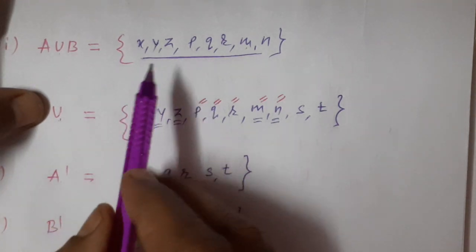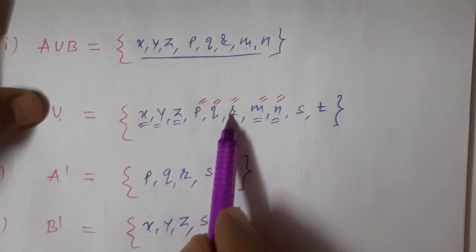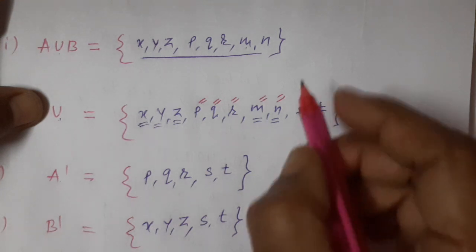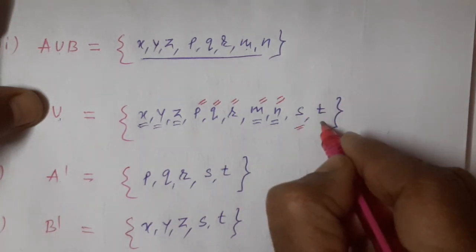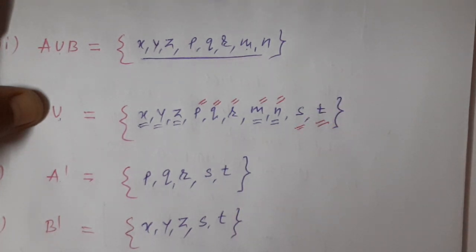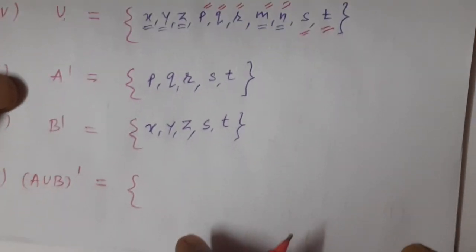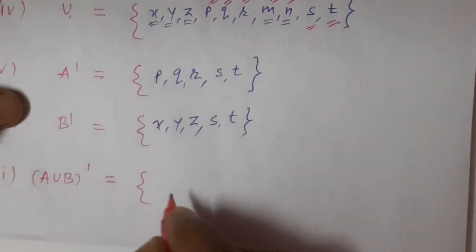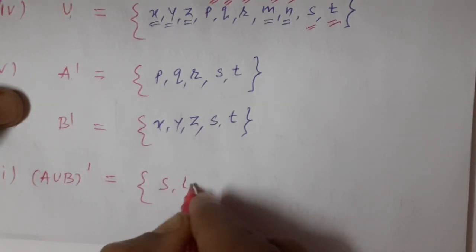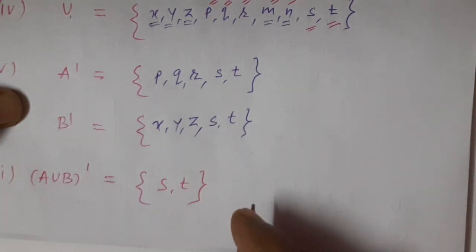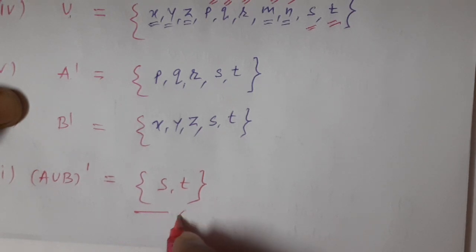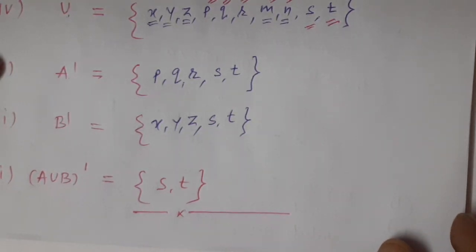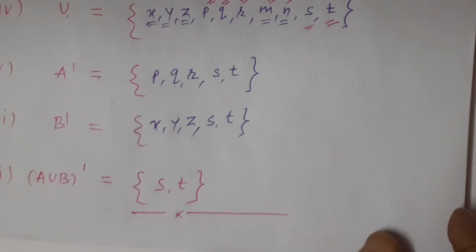So you have to leave X, Y, Z, P, Q, R, M, N. How many elements remain then? Only S and T remain. So what is the complement of A union B? That is only S, T. Like that you have to solve all the exercises in practice set 1.4.